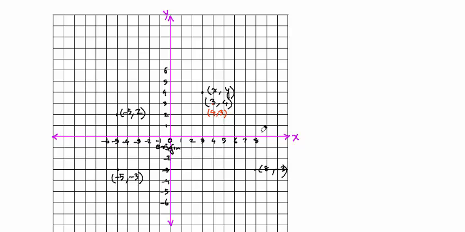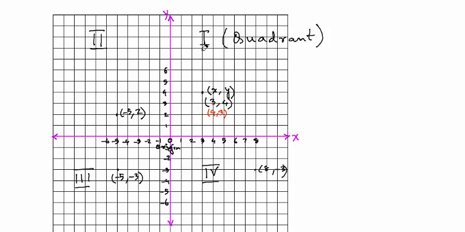The coordinate axes divide the coordinate plane into 4 quadrants. This is called the first quadrant, or quadrant 1. This one is called the second quadrant. So you pretty much start from the top right and go in the anti-clockwise or the counterclockwise direction. This one is quadrant 3, and this is quadrant 4.